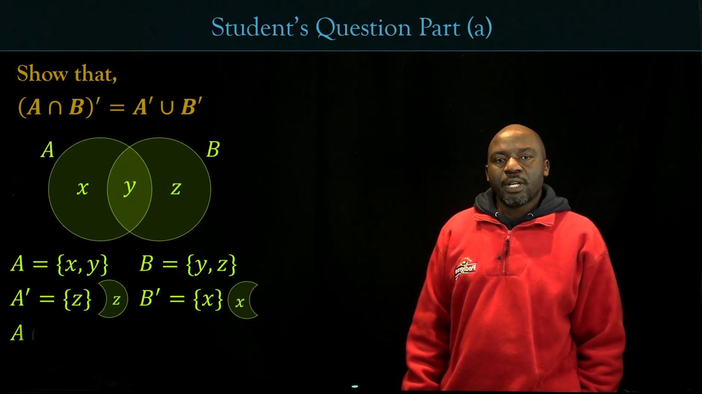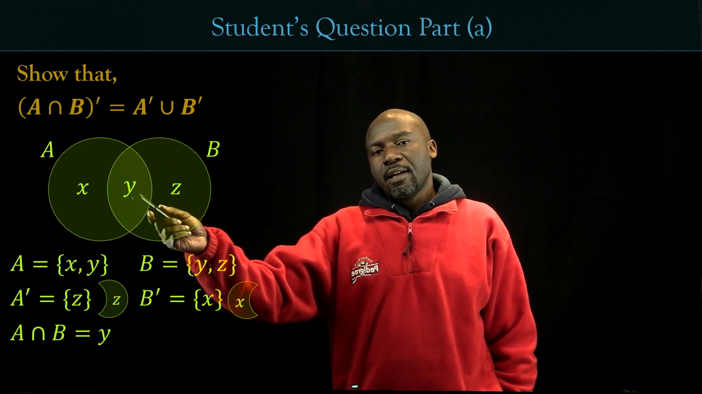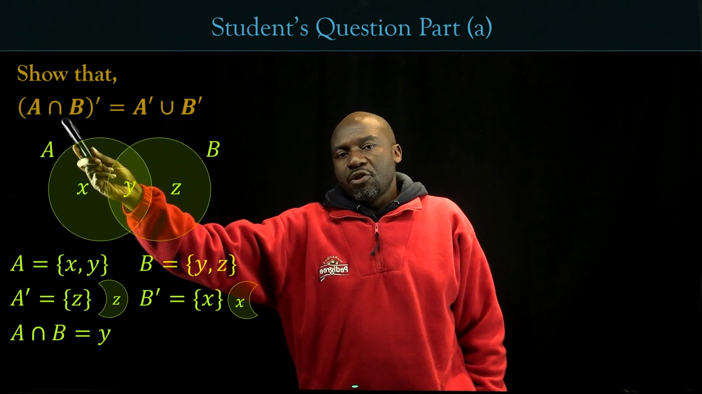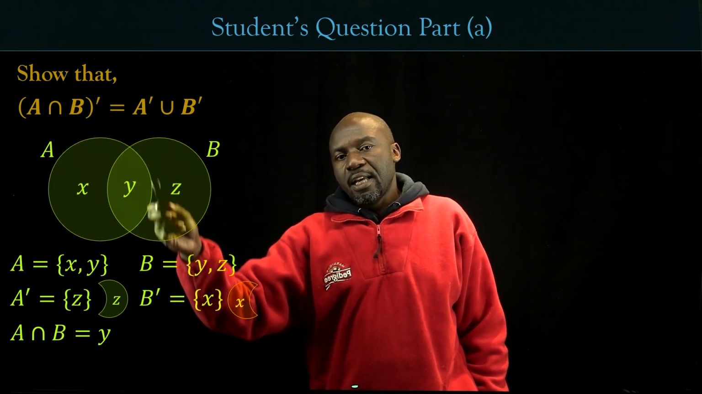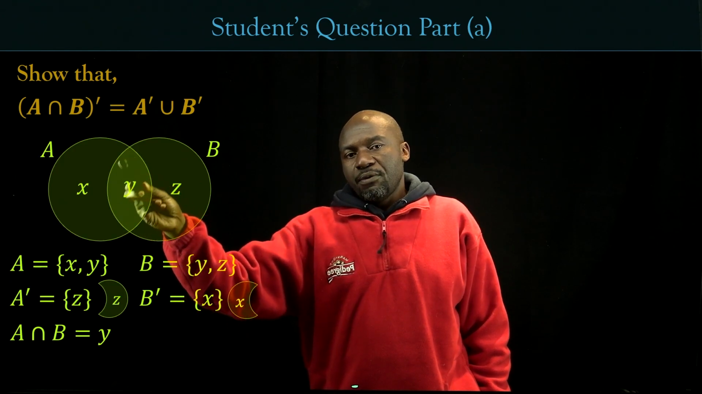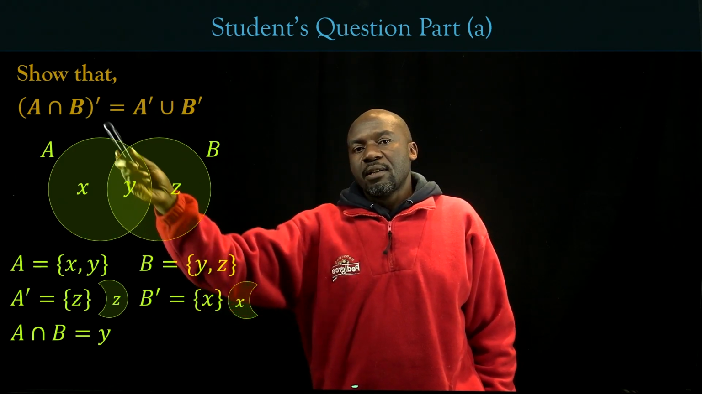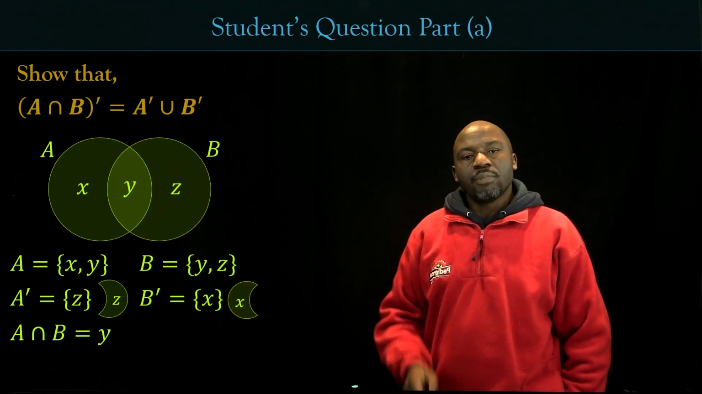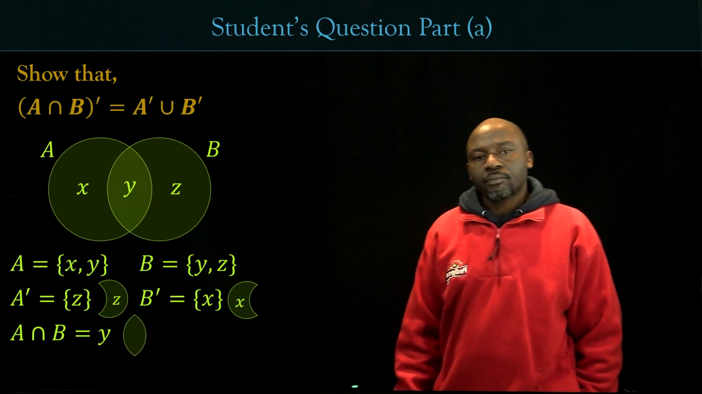Then clearly we can see that A intersection B is Y, okay? And therefore A intersection B complement refers to everything outside A intersection B. So if this is A intersection B, what is outside of that? The complement means outside of it. So A intersection B complement is therefore going to be X plus Y, right?